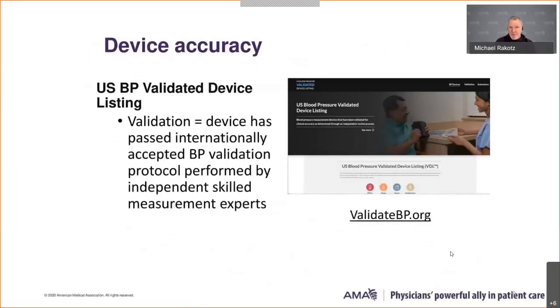So in an effort to combat some of these challenges, the US BP validated device list has been up since April of 2020. This is a listing of validated blood pressure measurement devices, meaning they have been tested for clinical accuracy using internationally accepted BP validation protocols by independent experts. So this is really for the first time. What's important here is that whether you're a patient or a provider or a health system, you can go to the device listing and all of the devices listed have been tested for accuracy. This is an effort to increase awareness of which devices are accurate and can be used to lower blood pressure. Next slide.